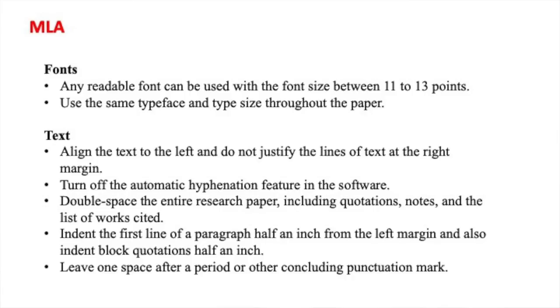Then turn off the automatic hyphenation. That means do not break the words. Then double space the entire research paper, including quotations, notes, and the list of works cited. Indent the first line of a paragraph half an inch from the left margin, and also indent block quotations half an inch. Then leave one space after the period or other punctuation mark.